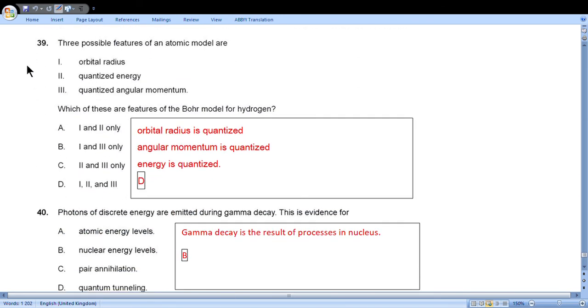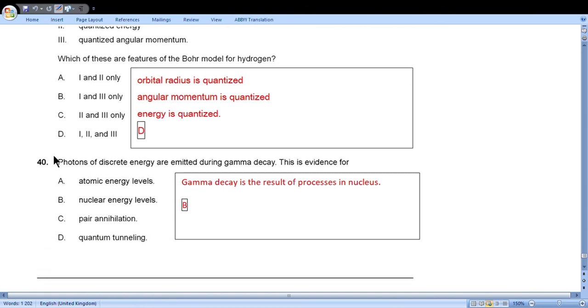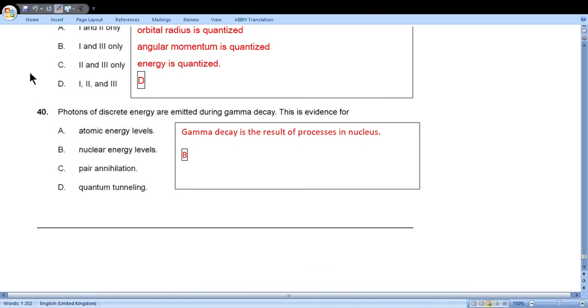39. Three possible features of an atomic model are orbital radius, quantized energy, and quantized angular momentum. Which of these are features of the Bohr model for hydrogen? Bohr stated that orbital radius has some definite value, so it is quantized. Angular momentum is quantized. Energy is quantized, so it is answer D. Question 40. Photons of discrete energy are emitted during gamma decay. This is evidence for. Gamma decay is a result of nuclear processes, so we choose B, nuclear energy levels.